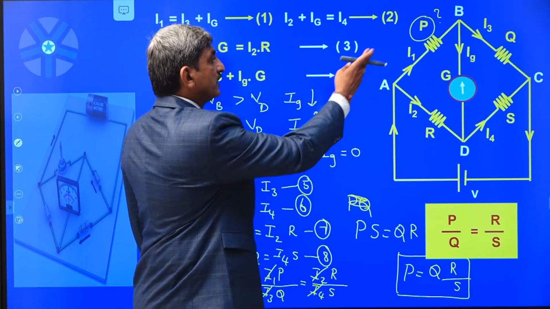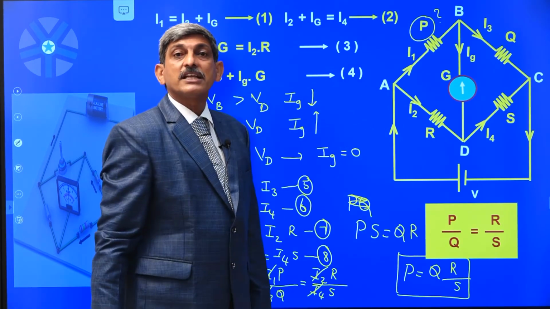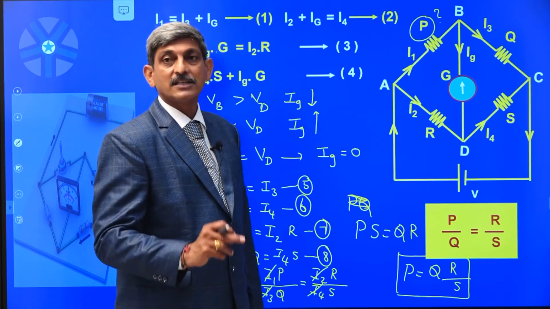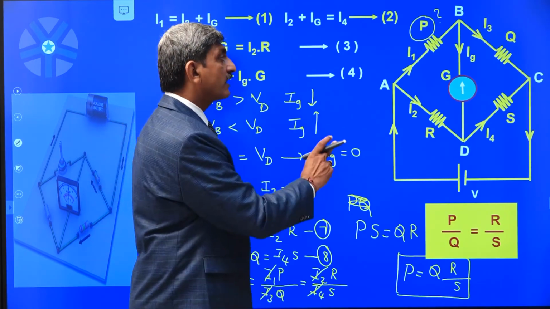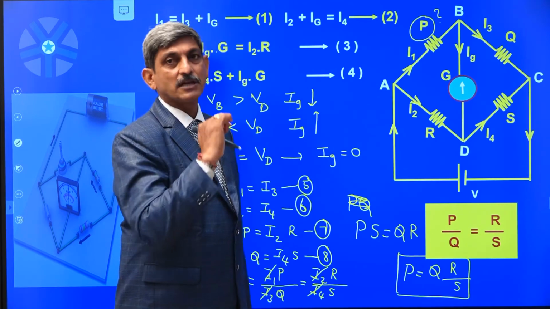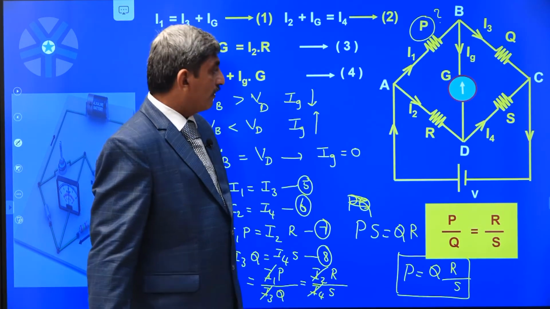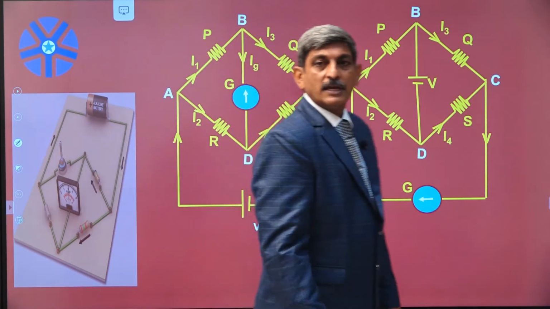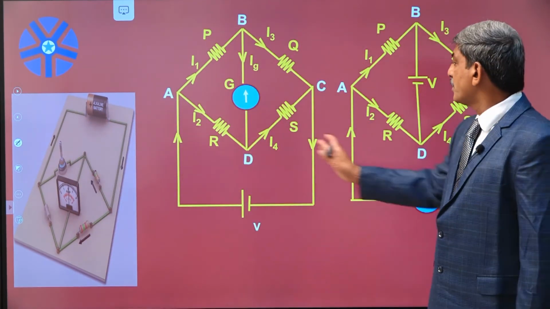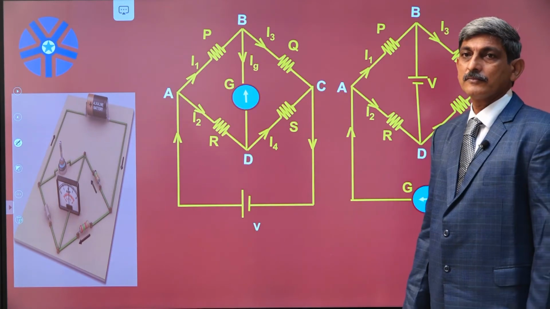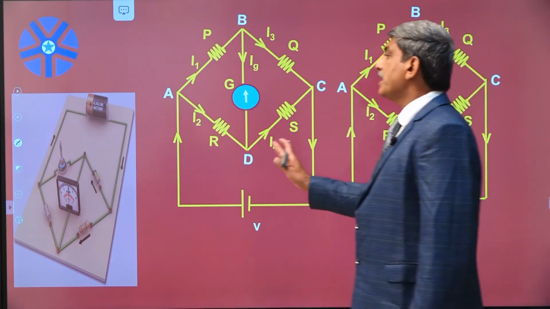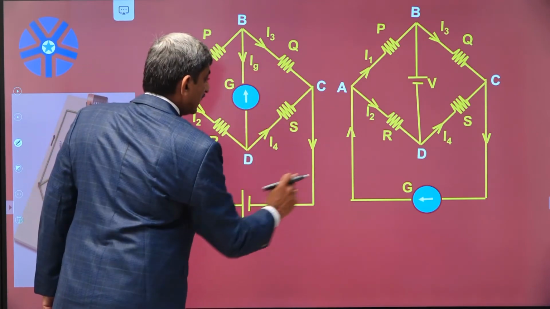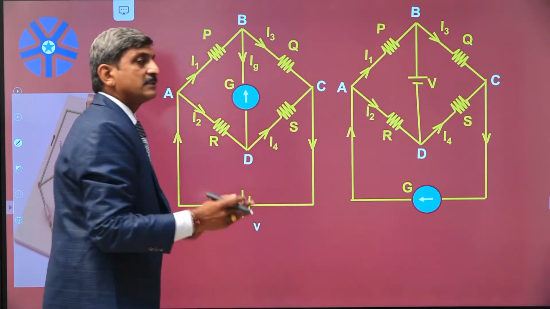If suppose instead of the resistors, capacitors are given in the circuit, can we apply this condition? Yes, we can apply the condition for the network containing 4 capacitors also. One more thing is, see these two diagrams. Have you identified any difference between these two diagrams? Say, in these two diagrams, the position of the galvanometer and the position of the battery are interchanged.